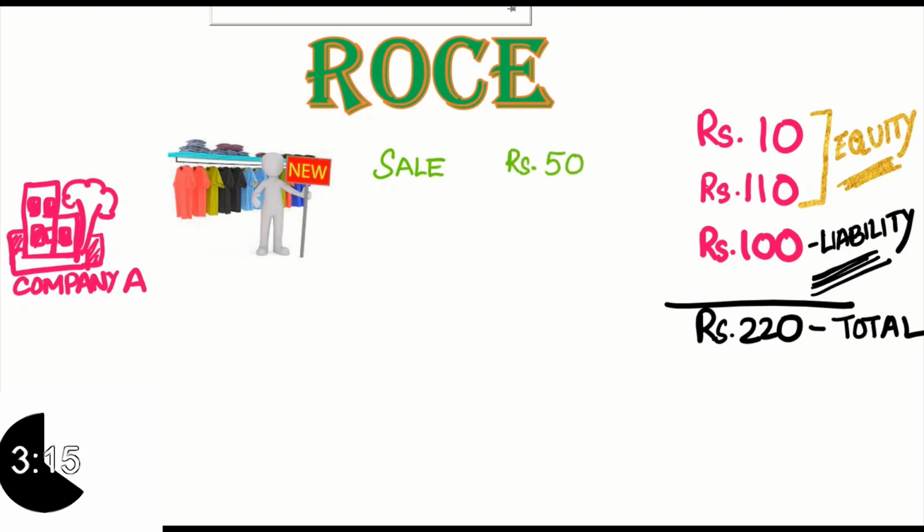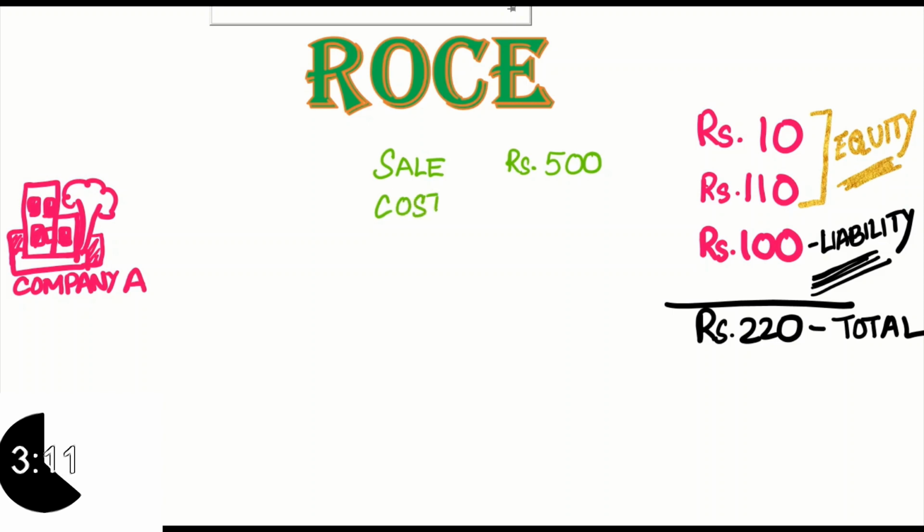After a few months, the company makes sales of 500 rupees. The costs of raw materials, labor, etc. used to create the items or goods is 100 rupees. Other expenses like rent, sales and shipping, salaries, office charges, etc. come to 50 rupees.